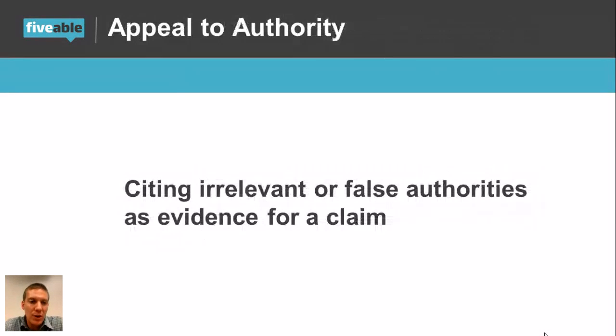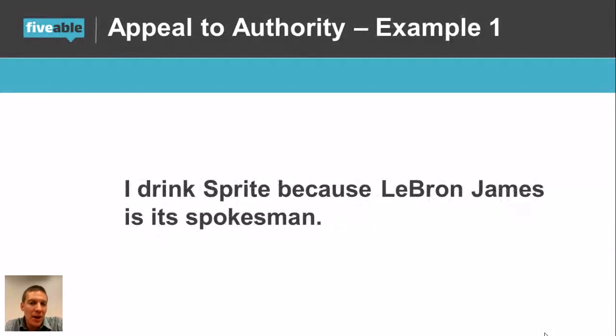All right, appeal to authority. Citing irrelevant or false authorities as evidence for a claim. This happens a lot, and commercials use the appeal to authority to sell us products. We'll talk about some of those here. So again, it's when somebody's not an expert on the topic in which they are addressing. Example one is LeBron James. He has a lot of Sprite commercials. So I drink Sprite because LeBron James drinks Sprite, or is their spokesman.